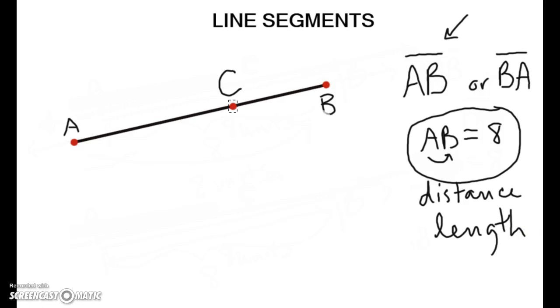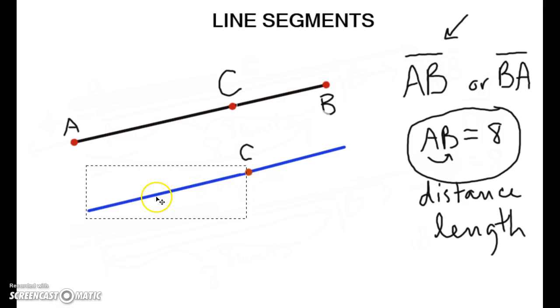Now, if you'll notice, a third point has appeared on this line segment. This is point C, and point C is actually between points A and B. Now, when I say between, that means it could be anywhere from close to B, closer to A, or it could be more dead in the middle. Any of these locations are legitimately between points A and B.